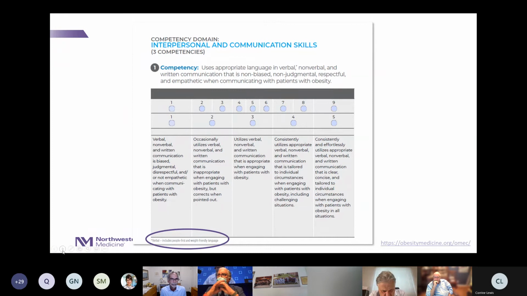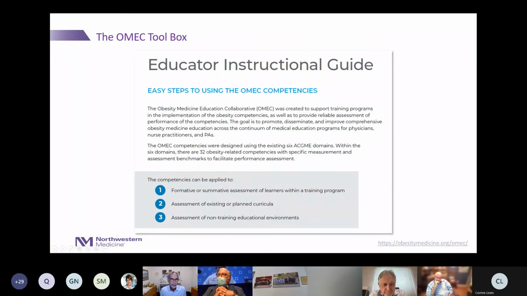Next slide, please. And this is the instructor guide, where these competencies can be used. Towards the bottom here, you can see they could be used for either formative or summative assessment. Formative is something you do along the way to advance training. Summative is your final exam. They can also be used for assessment of existing or planned curricula, or assessing non-training educational environments. And these have been used in a variety of environments, not just learning curricula. Next slide, please.